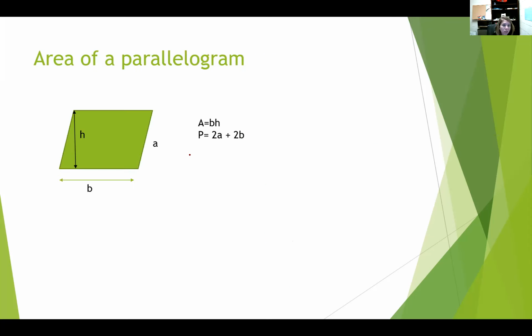Area of a parallelogram, sorry, you always take the base and then it's the perpendicular height. It's not the length of the parallelogram, it's the height of it, okay, which forms a 90-degree angle with the side, okay?